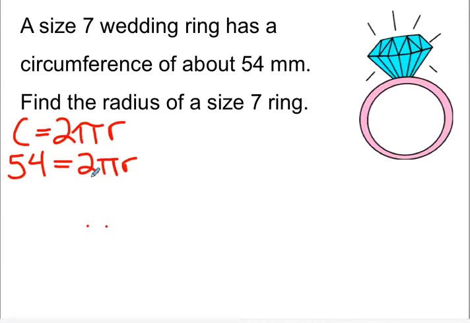So if I look at this formula right here, I need to get r by itself. So I can divide by 2 pi, which is just going to be a number. And then these would cancel, and I'd be left with r by itself over there, which is exactly what I want. So on my calculator, I need to take 54 and divide it by 2 pi.